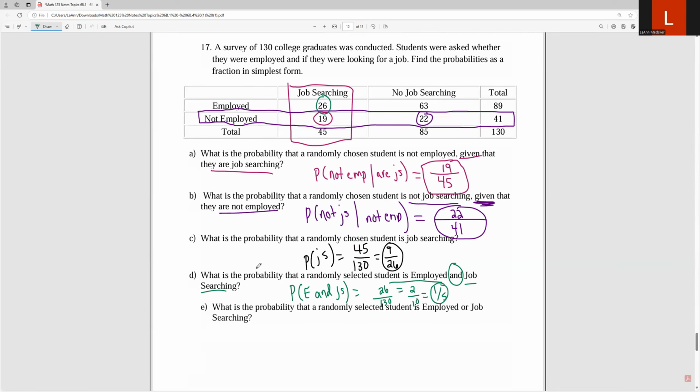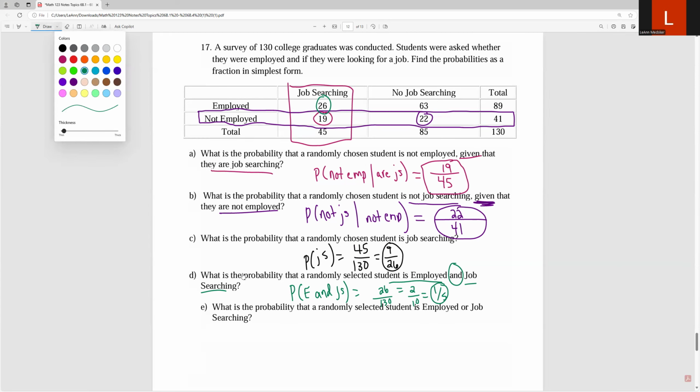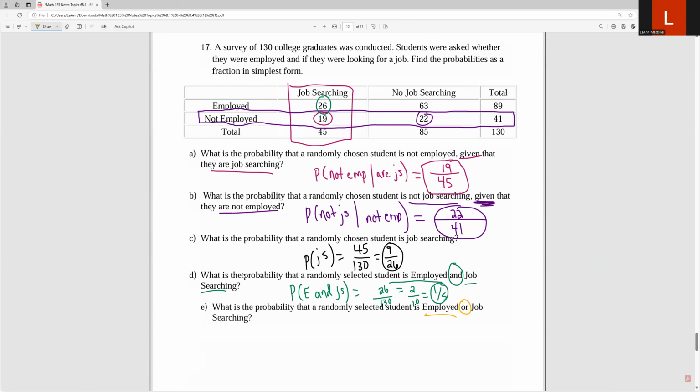Okay. And then what's the probability that someone is employed or job searching? Notice they just changed the keyword there to or. So that means probability we're employed plus probability we're job searching minus the probability that someone was employed and job searching. Employed we haven't done yet. Total number of employed people is 89 out of 130. Job searching was part C, but I'm going to use its unreduced form because it's easier just to add and then reduce at the end. So that's 45 out of 130 people. And then we did the employed and job searching as the last one.